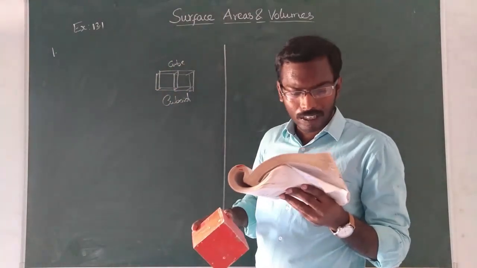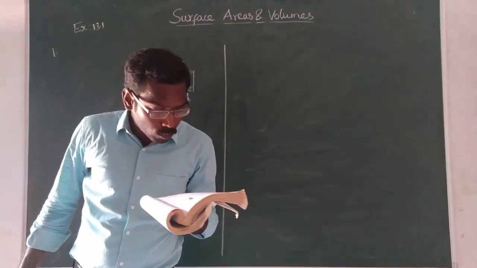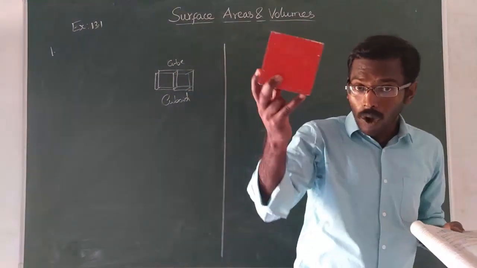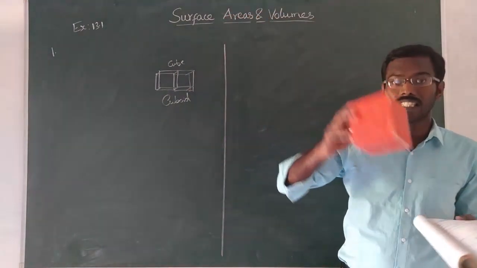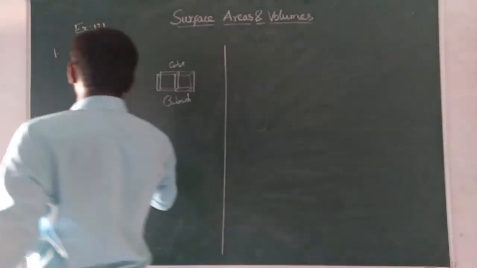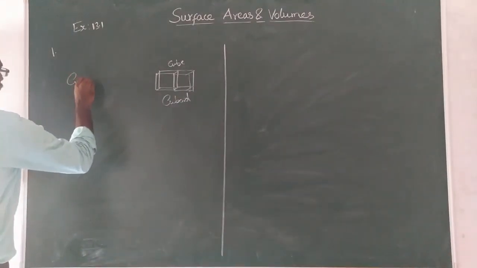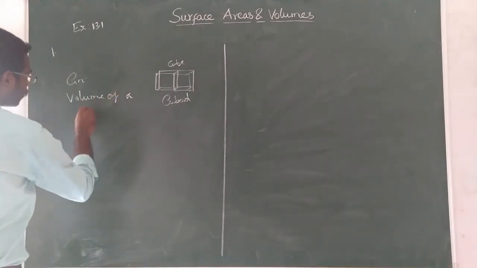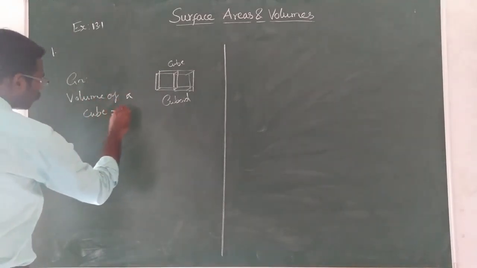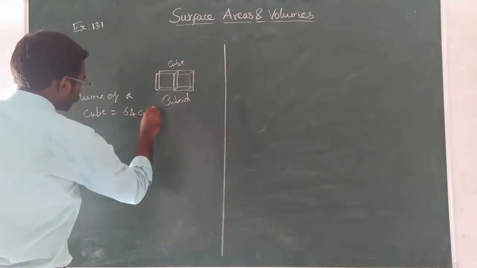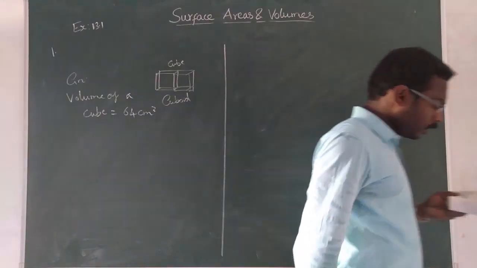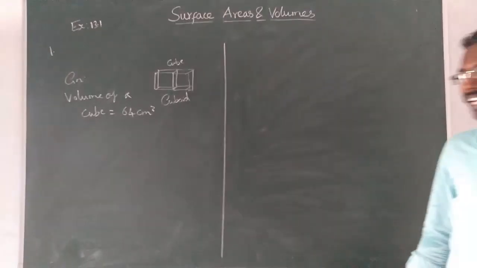So let us see what are the given data. Read the question carefully. Two cubes, each of volume 64 centimeter cube. Each means one cube's volume is 64. So first write the given data. Volume of a single cube is equal to 64 centimeter cube. Nothing else is given. Volume alone is given. You have to find the surface area.